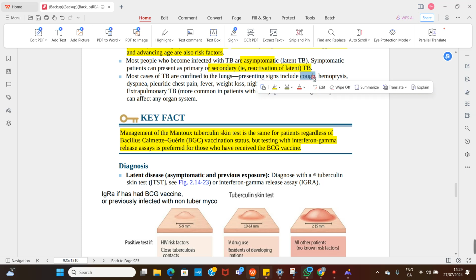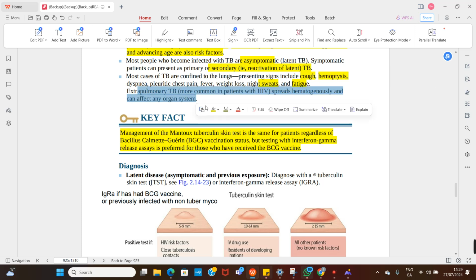Cough, fever, weight loss, hemoptysis, night sweats, all those things are classic for tuberculosis. Night sweats, fatigue, weight loss, right? It can also affect any other organ, can go to the bone, can go to the brain, TB meningitis, spinal disease, TB adrenalitis. We know all these things from our other systems that we have covered.